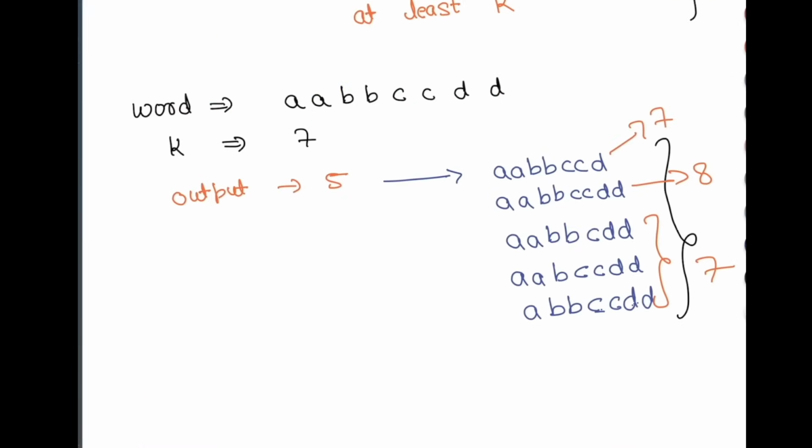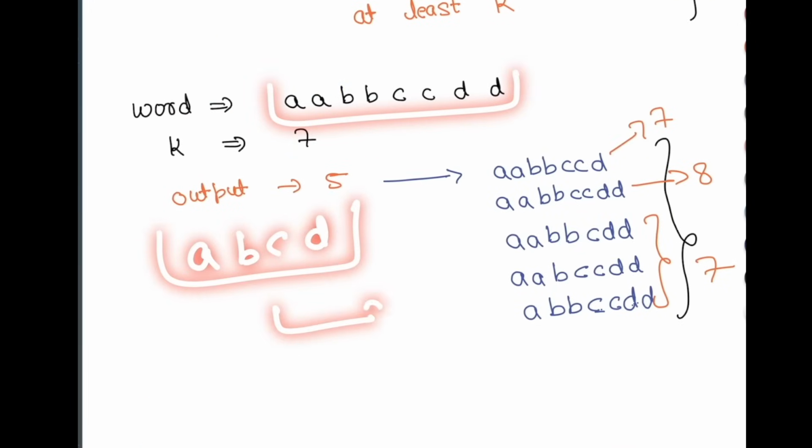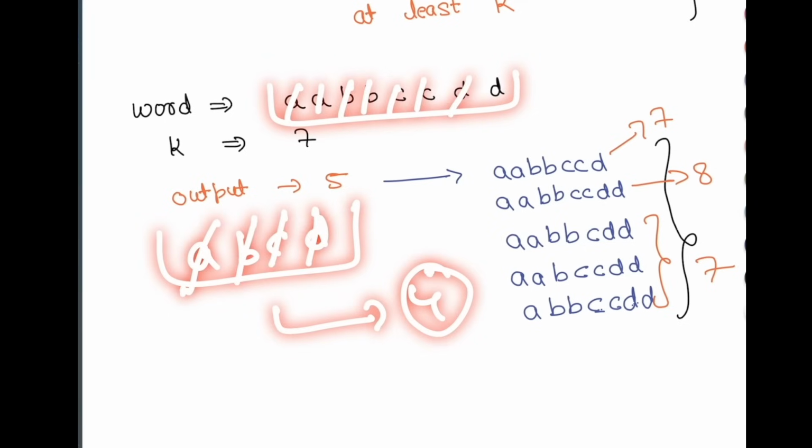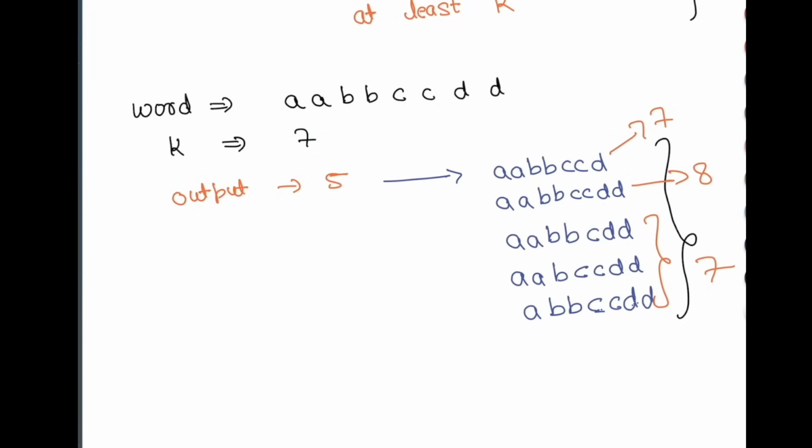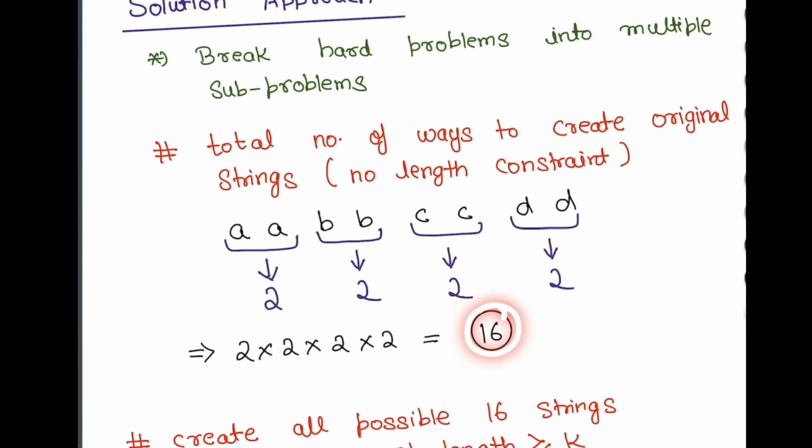So for this particular word I can say a b c d. This is also a possibility but the length is 4, right? Maybe she was trying to type a, she ended up typing aa. Similarly for b and c and for d. So that's one possibility, right? So like this there are a total of 16 possibilities for this particular data: aa, bb, cc, dd.